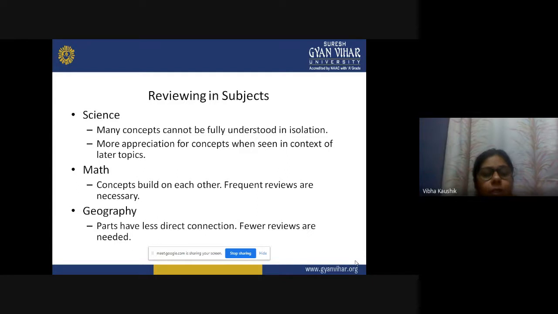Mathematics: concepts build on each other. Frequent reviews are necessary. Geography: parts have less direct connection, so fewer reviews are needed.